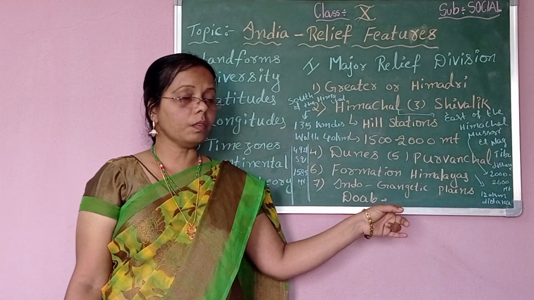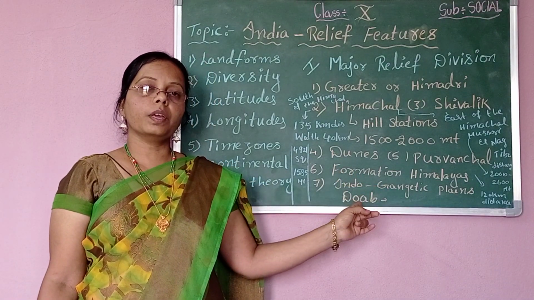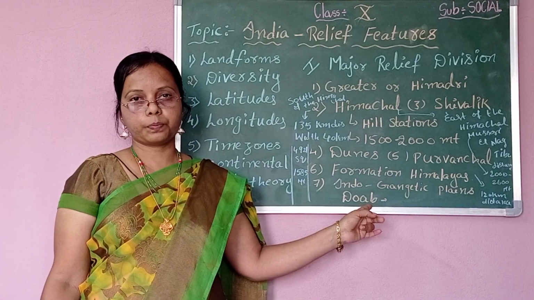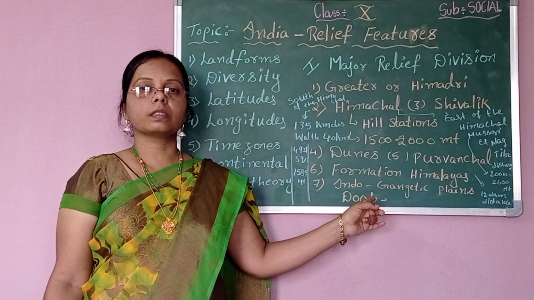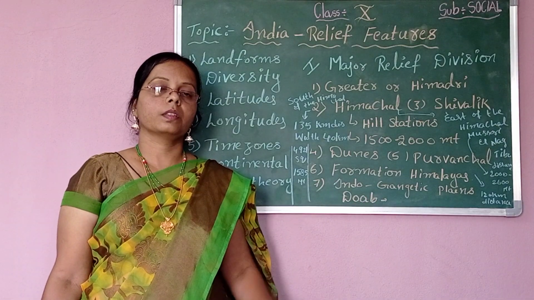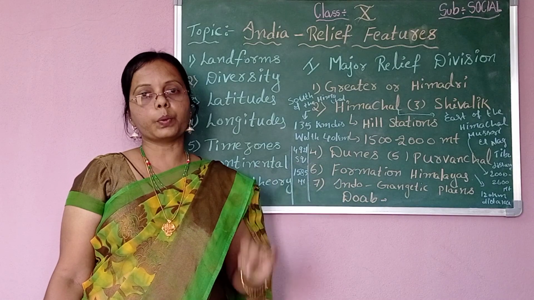While flowing, these rivers form the Doab features. Doab means the fertile land between two rivers.